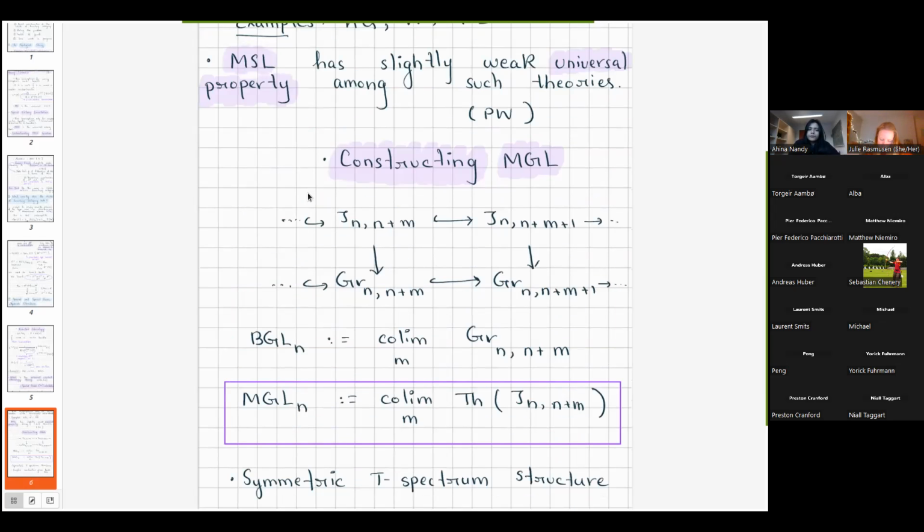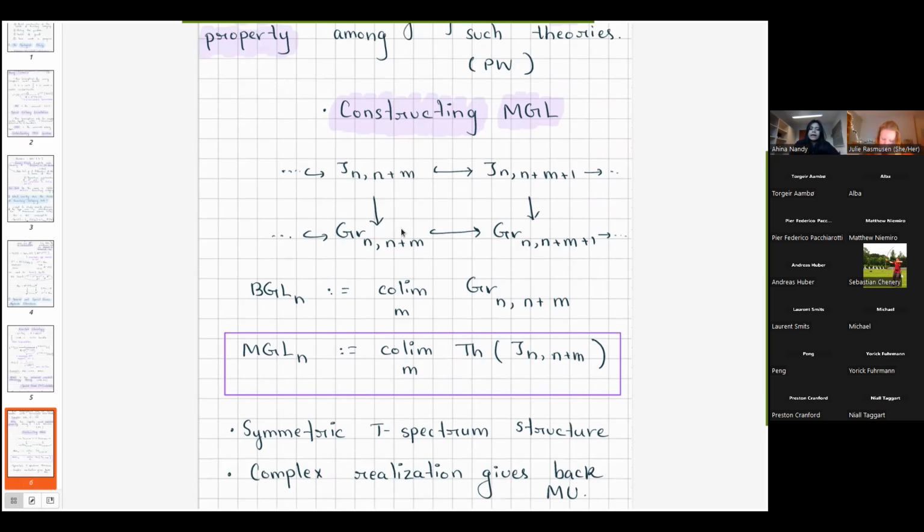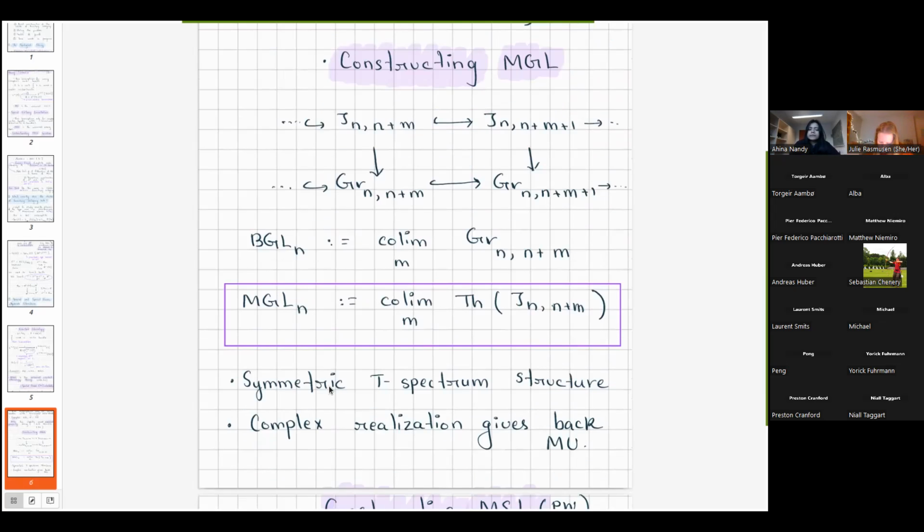Anyways, when I say we want to see the construction of MGL, I at least want to show how the nth space looks. So this is the appropriate colimit of Thom spaces of these bundles. And if you know the construction of MU, it's just the same. It can be given a commutative ring structure, and in fact, it is a symmetric T-spectrum.